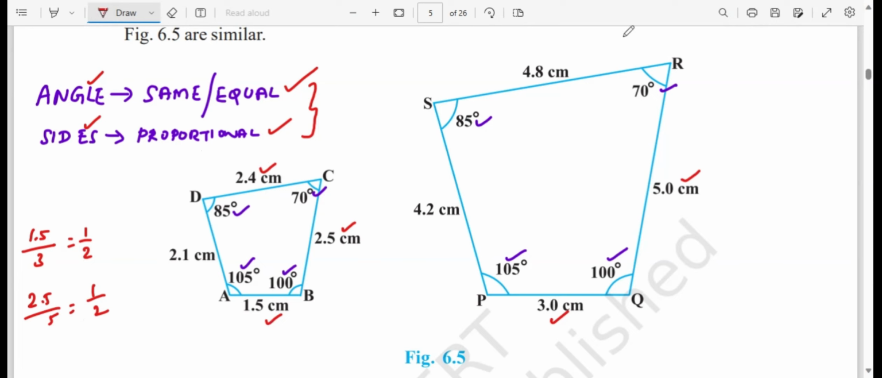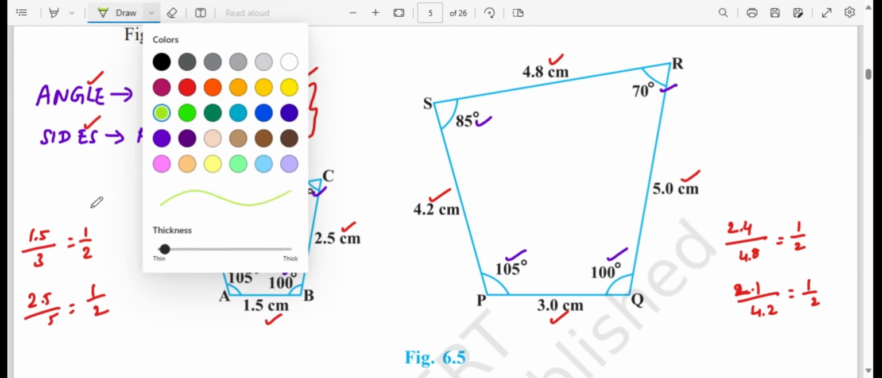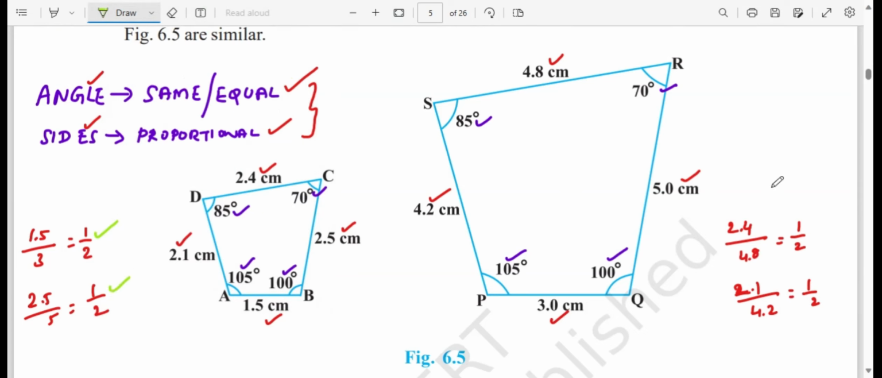Coming to the third side, 2.4 and 4.8. So 2.4 divided by 4.8. I get 1 by 2 again. Coming to the last one, 2.1, 4.2. Again I get 1 by 2. So what we can observe here is that all the sides are proportional, and hence these two figures are similar.